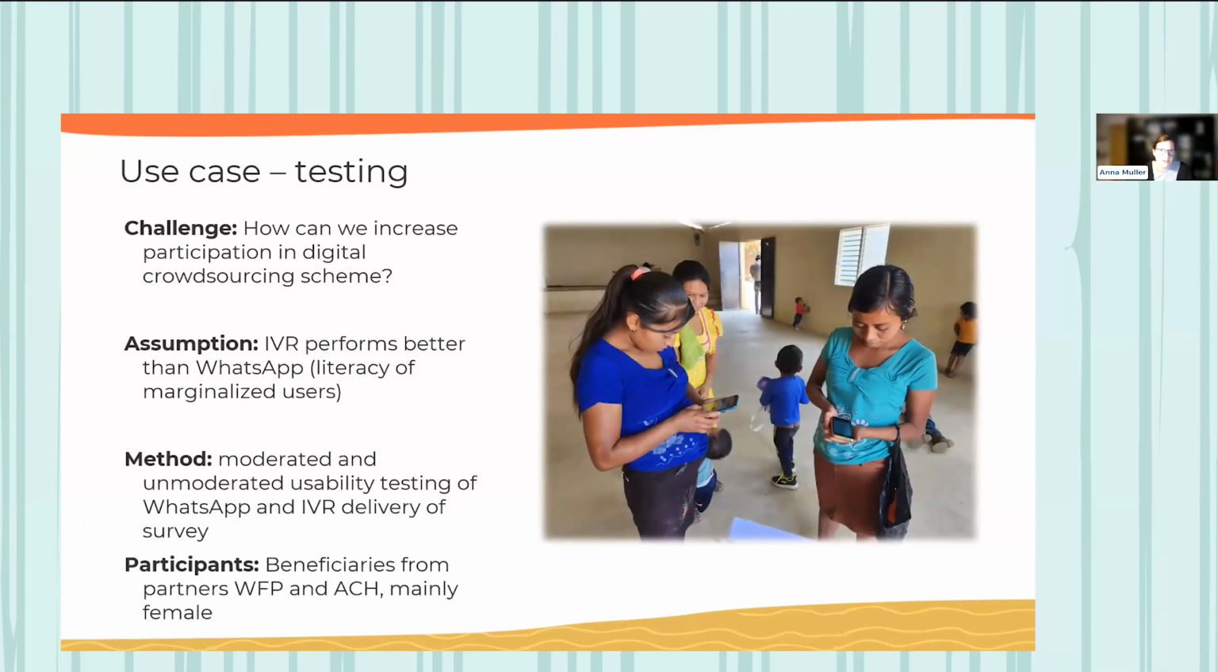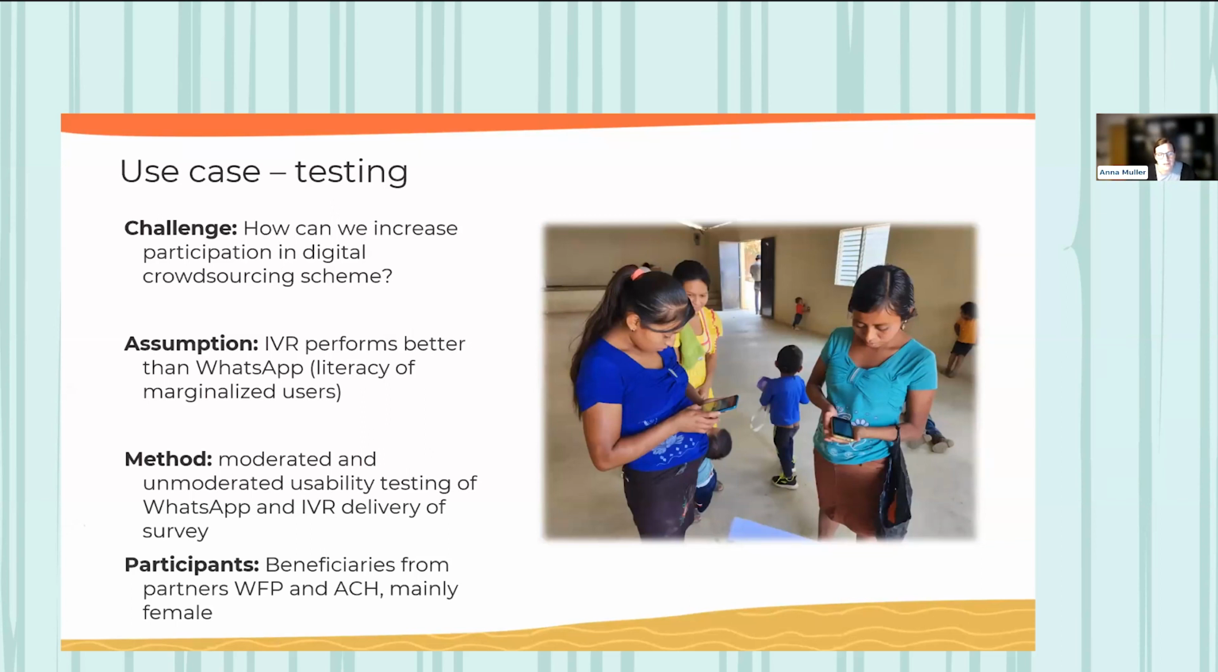So we asked ourselves, how can we increase participation in digital crowdsourcing schemes? Especially considering that we wanted to reach, or incentivize, so to say, marginalized people, women, maybe low literacy people to submit their information to the crowdsourcing scheme. And our assumption was that IVR would perform better than WhatsApp, considering the literacy level of the people.